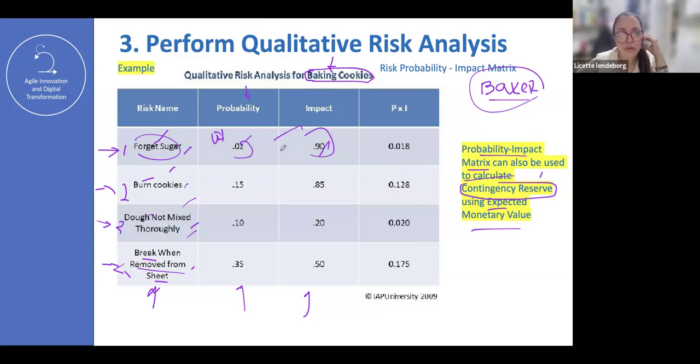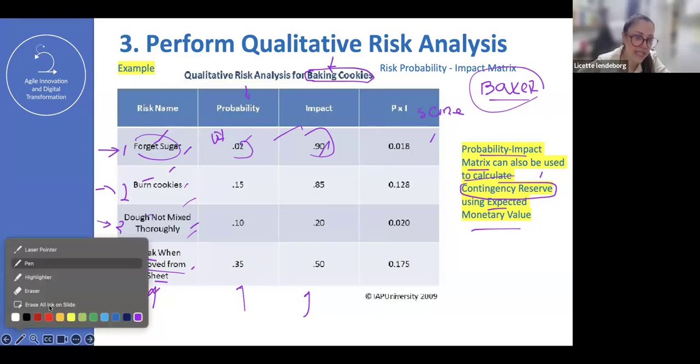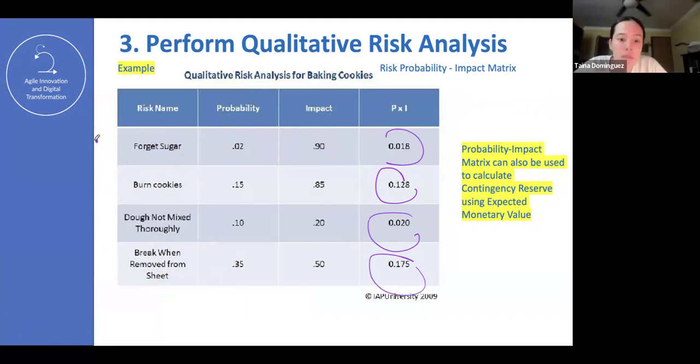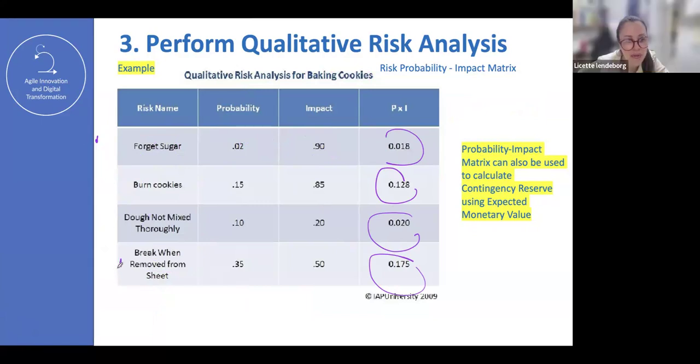If you verify the score, remember the score, this number? What will be the most important event here based on the score? Remember that I gave you the previous exercise? Which one will be the number one here? Just to prioritize. Break when removed from sheet. Yes, that will be the number one.